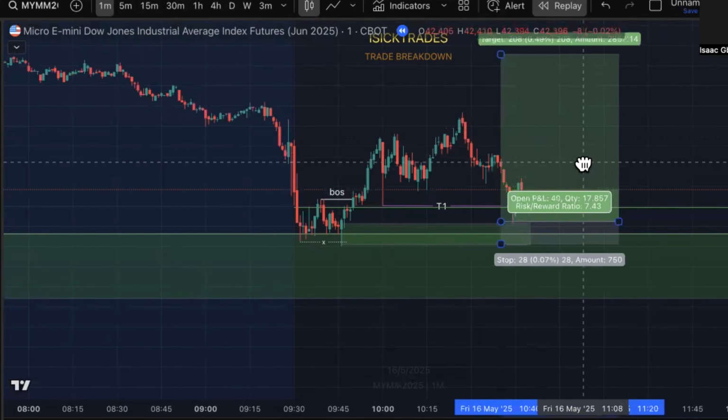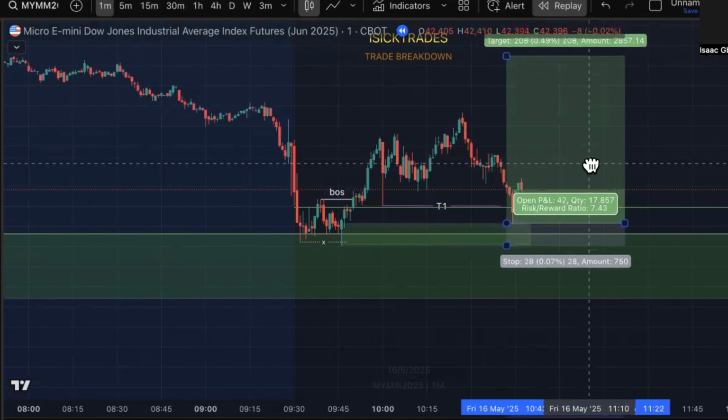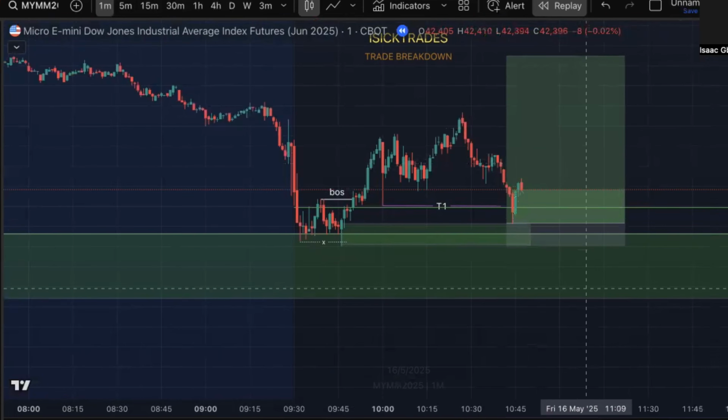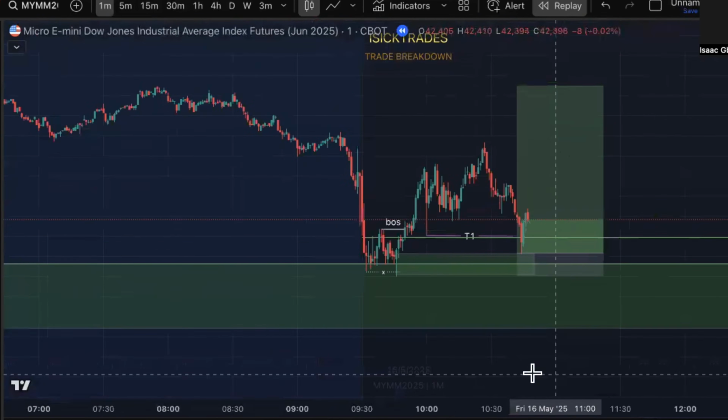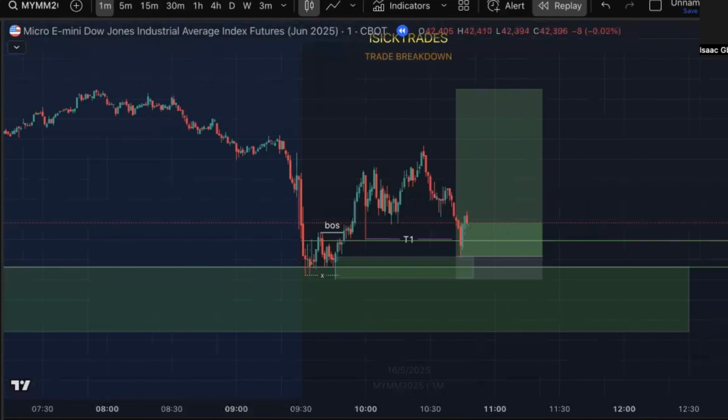So as you can see, we tapped into the area perfectly. Now at this point, all you're doing is waiting for the market to do what it wants to do, and you have no control over the results.